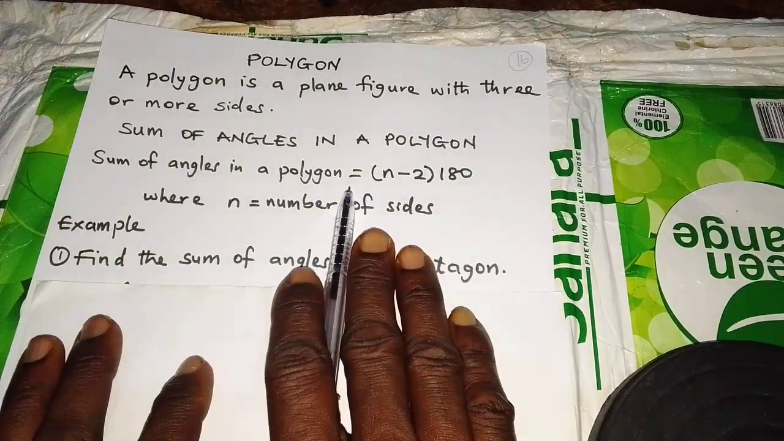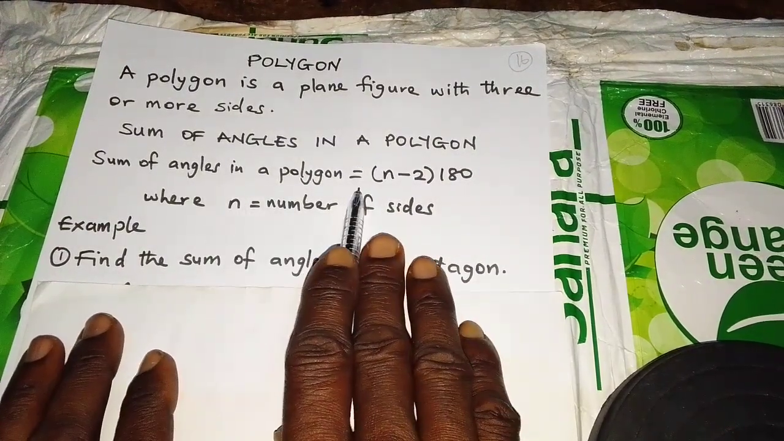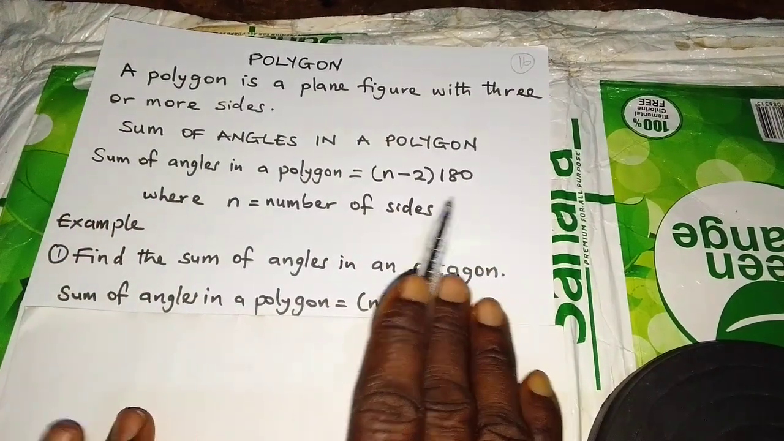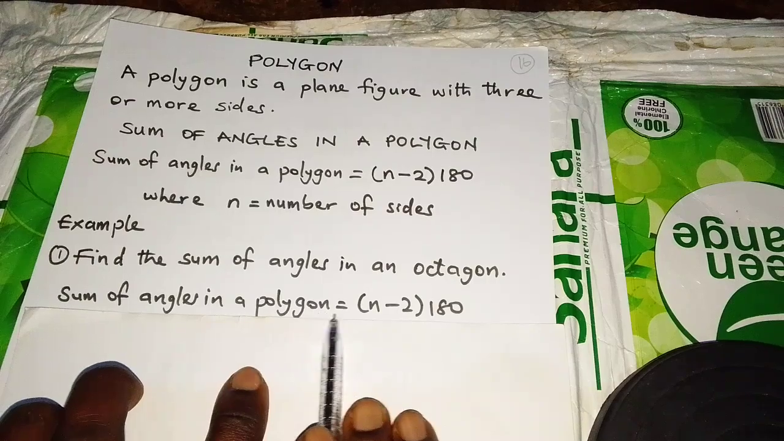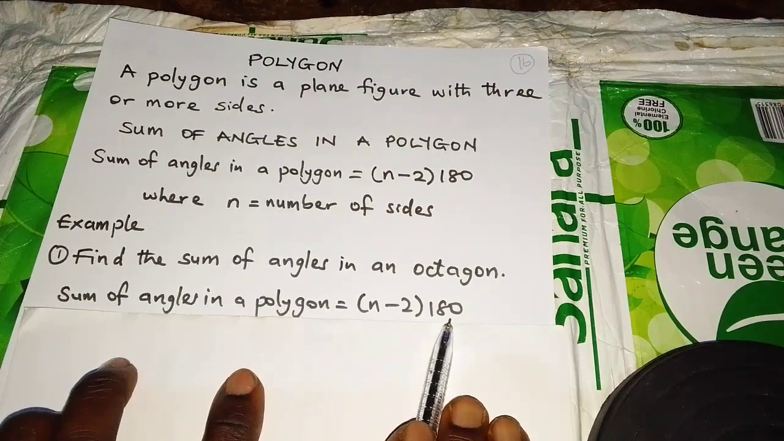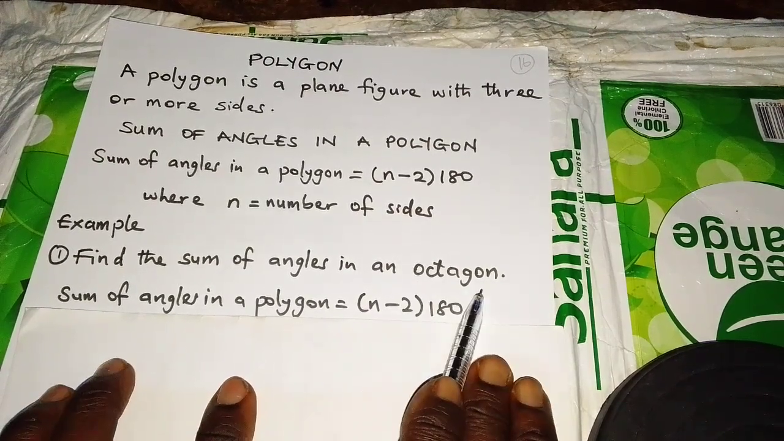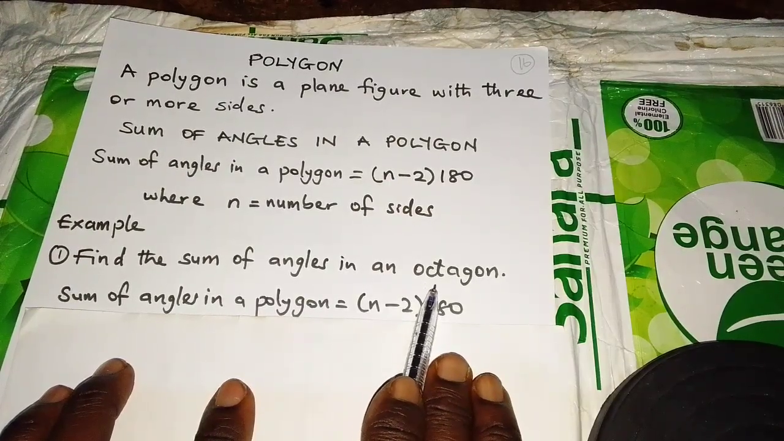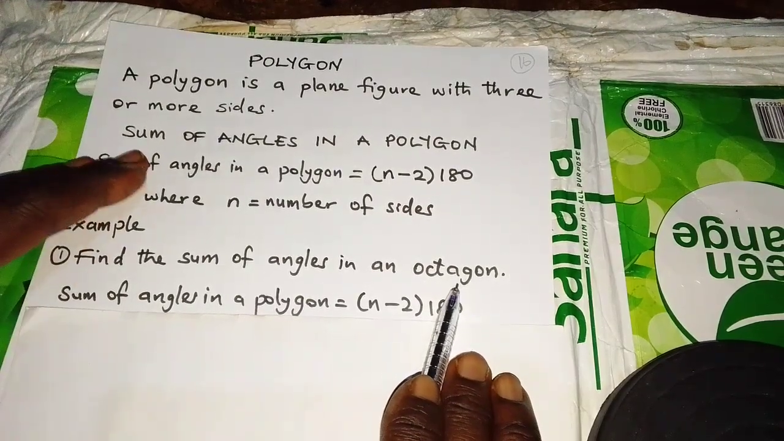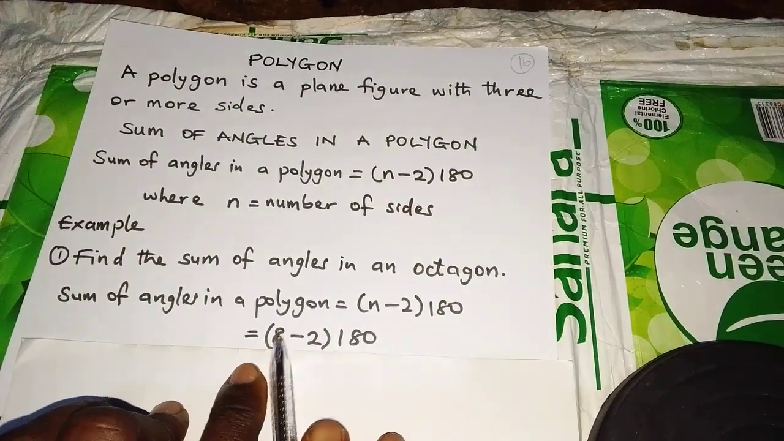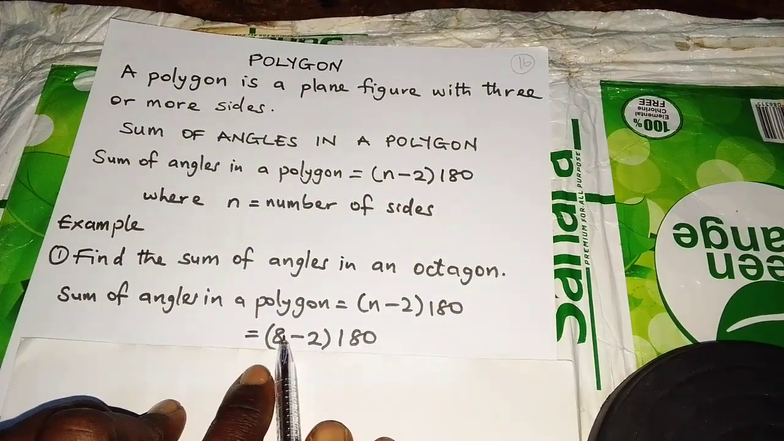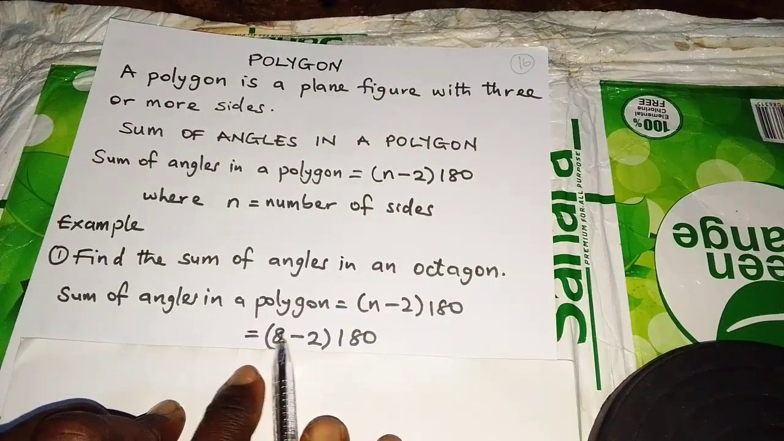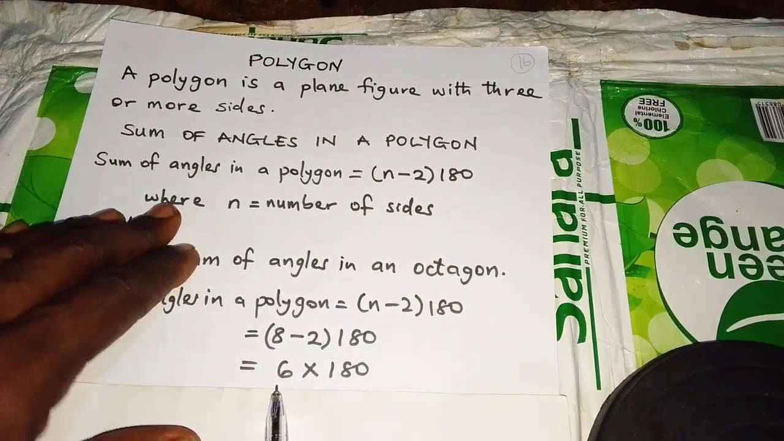So we are going to use the formula for the sum of angles in a polygon, which is (n minus 2) times 180. In an octagon, we have 8 sides, so the value of n will be 8. We substitute 8 in place of n. So we have (8 minus 2) times 180. 8 minus 2 gives 6.